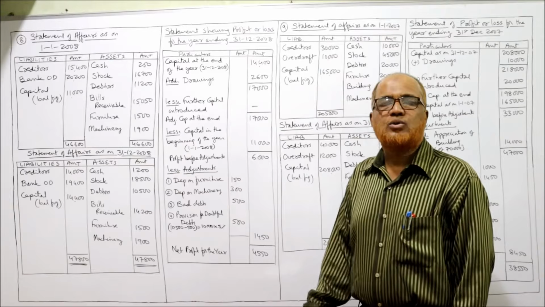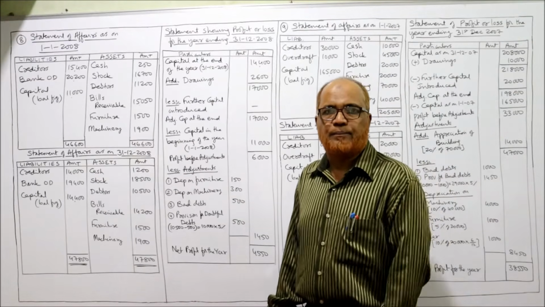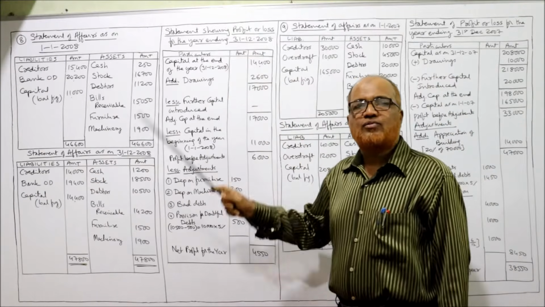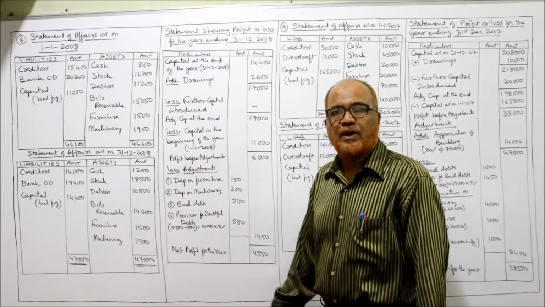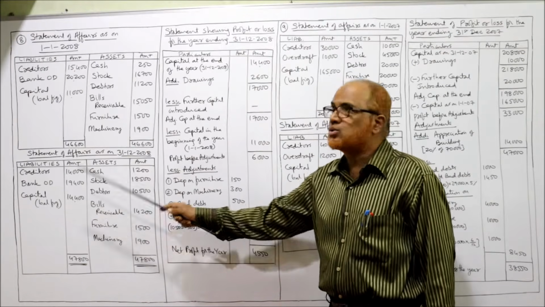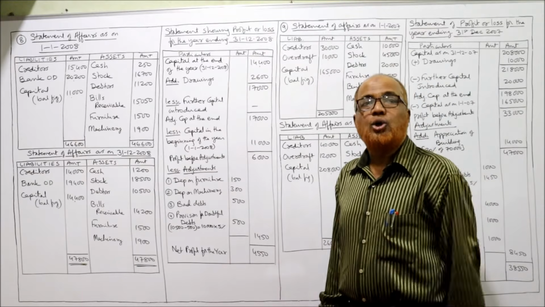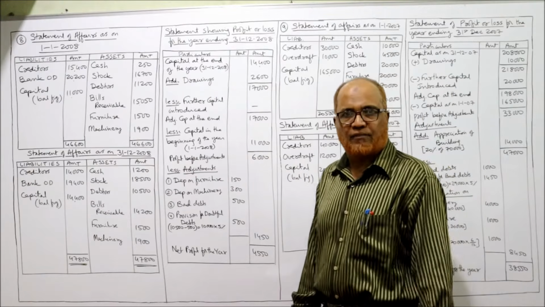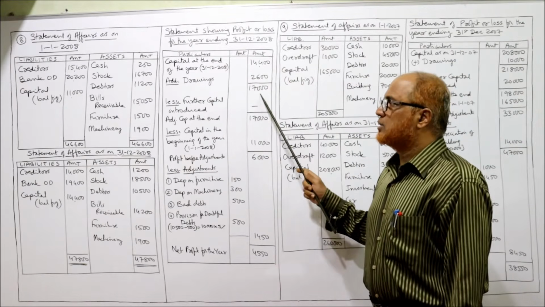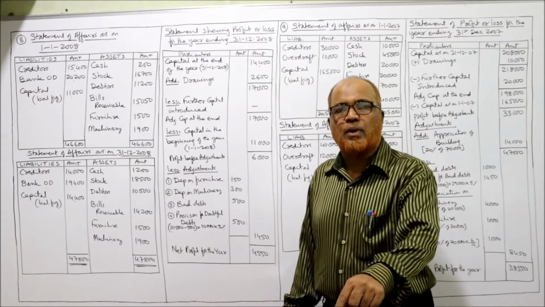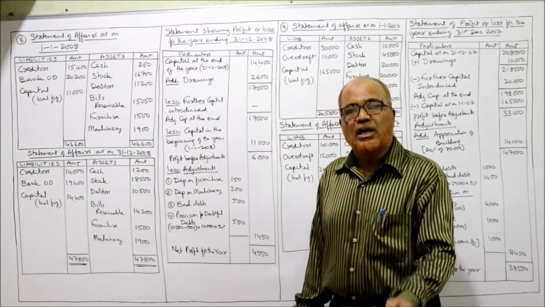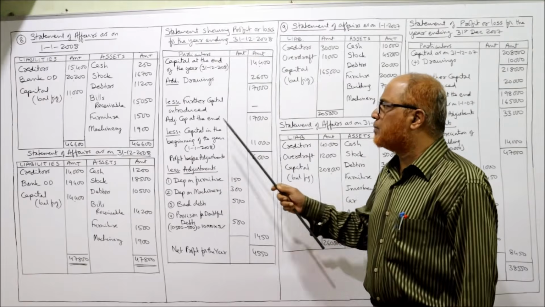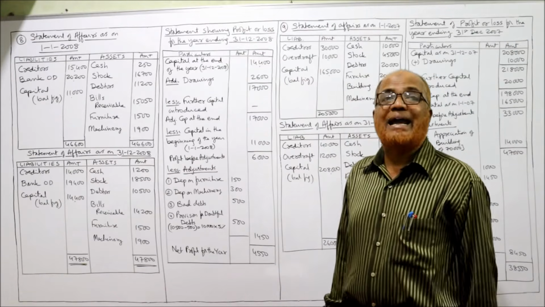Now we'll make a statement to find the profit or loss during the year. The statement showing the profit or loss for the year ended 31st December 2008. First we take the capital at the end of the year, 14,400. To this we add drawings. In the last sentence of the paragraph, drawings are given as 2,600. Add up, 17,000. Less further capital introduced. In this problem we are not given further capital introduced; if it were given, we would have deducted it. Now we don't have to put a dash. 17,000 rupees is the adjusted capital at the end of the year.